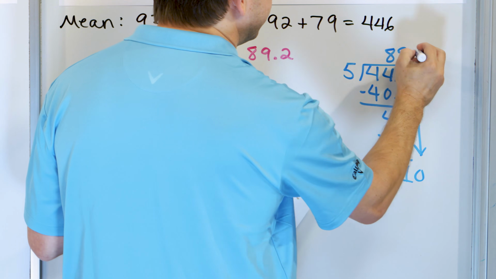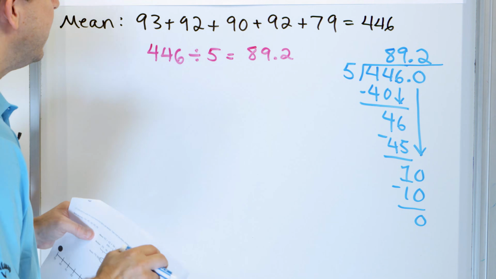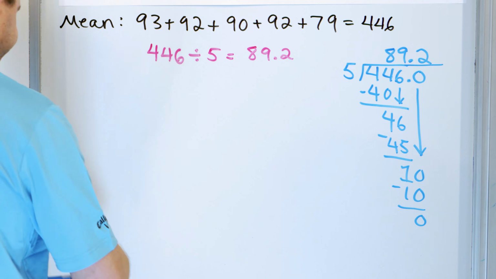5 times what is 10? 5 times 2 is 10. And now finally my remainder really is 0. And you can see that the answer we got is exactly what you would get in a calculator, 89.2.